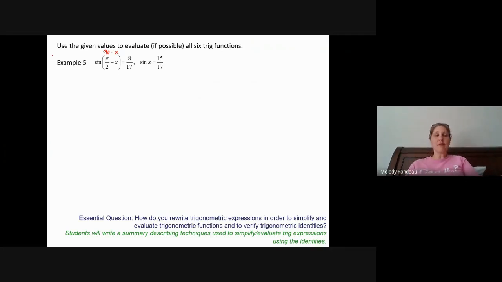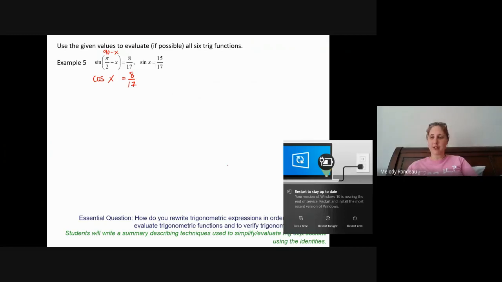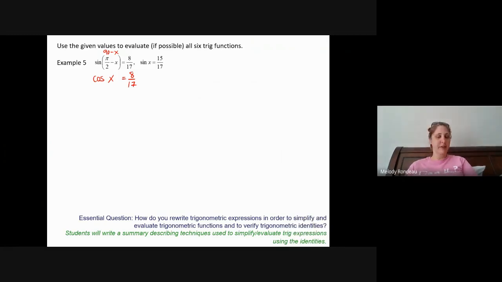Okay, so going back to example 5, I have sine of 90 minus x. So when I see that pi over 2 or 90, that's reminding me this is a complementary angle situation. The complementary angle would just be the x. This is 90 minus x, and the cofunction that goes with it is cosine. That's going to have the same value as sine. That's the cofunction identity, the complementary angles. You have the same value for your functions.